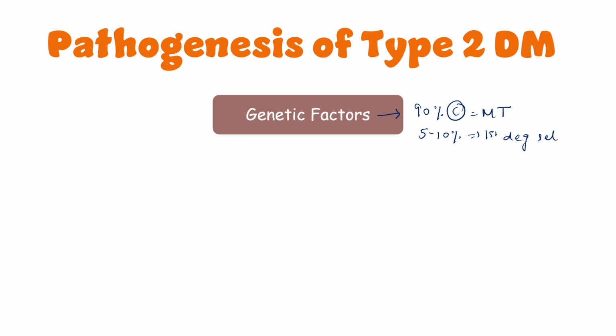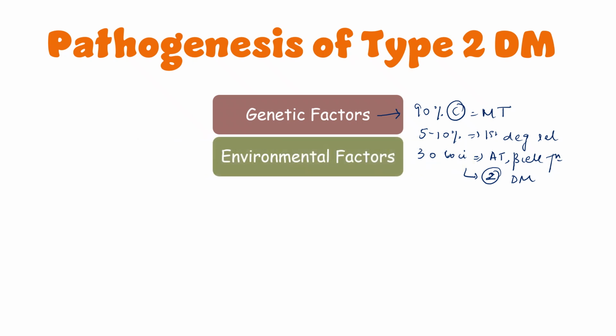Genetic studies have been done on at least 30 loci, most of which are present in the adipose tissue, that contribute to the adipose tissue function and the beta cell function, and they are known to have an increased risk for development of type 2 diabetes mellitus. Now, amongst the environmental factors, the single most important risk of type 2 diabetes mellitus is obesity, especially central obesity.